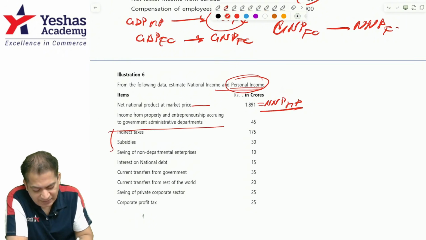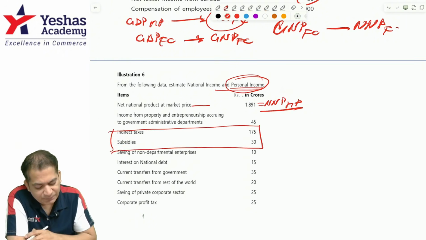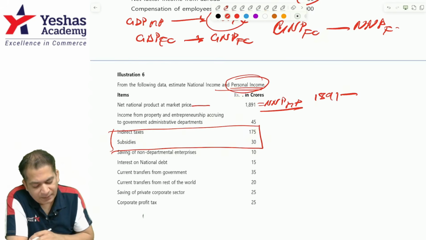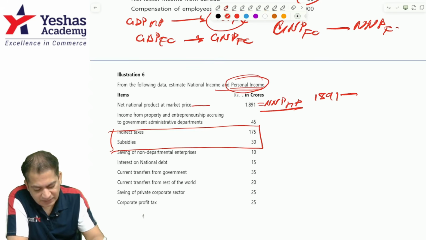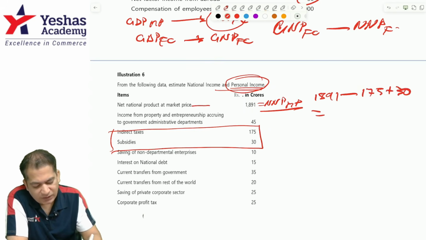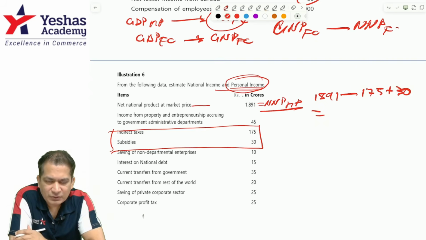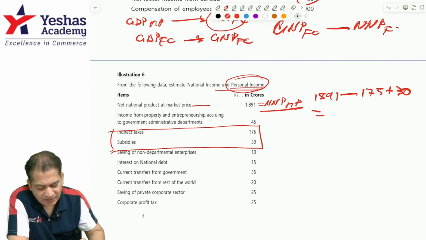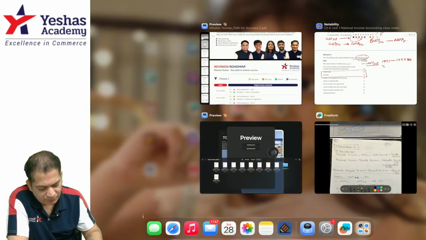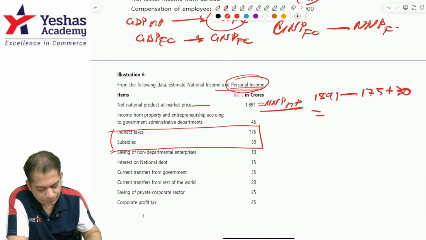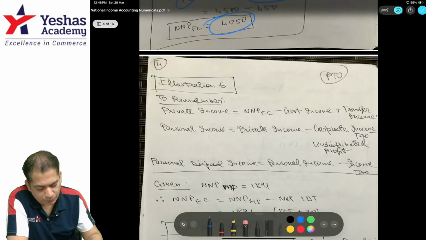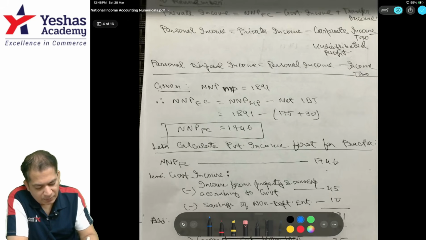So you see indirect taxes and subsidies are given. So from 1891, to get factor cost, it means I will deduct 175, I will add 30. What you will get is NNP at factor cost. Let's see how much value we have got here. So, you see, NNP at factor cost 1746.